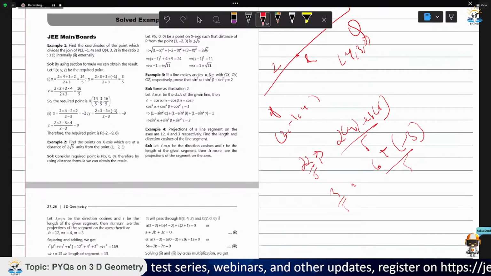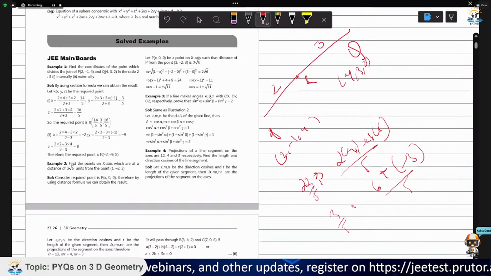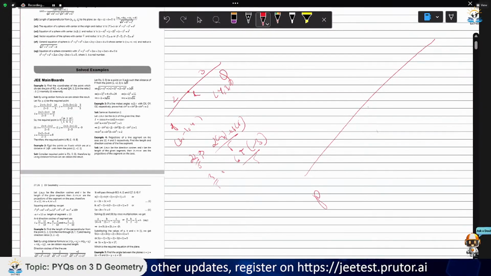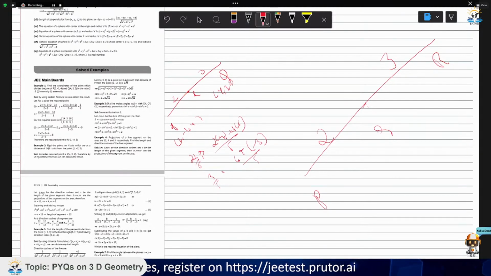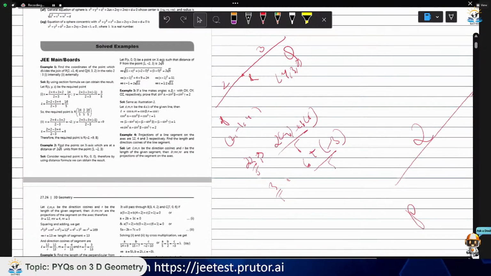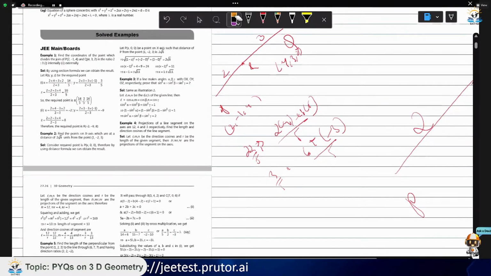Now for external division, what we do is we take 3 as negative 3. For external division, the points look like this: P, Q, and R. So this is 2 and this is 3. So we change the formula by taking 3 as negative 3, and we get the answer. So quickly moving towards the next question.